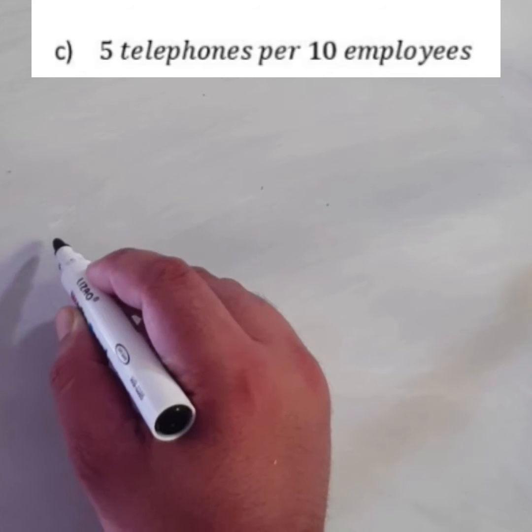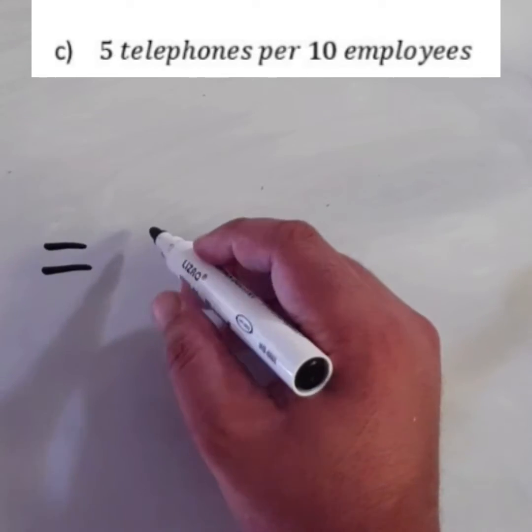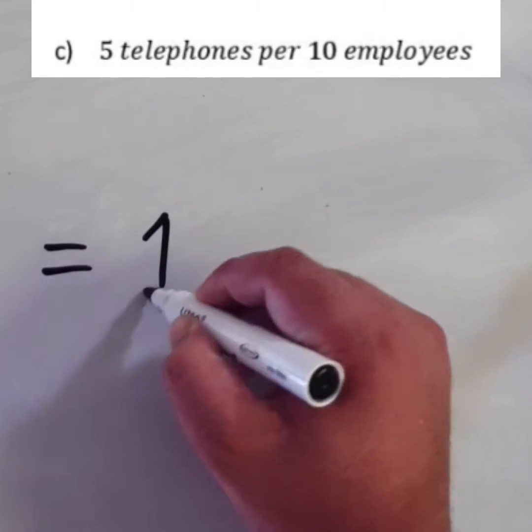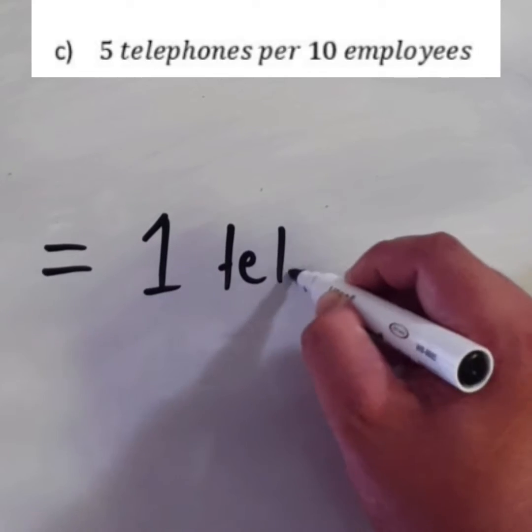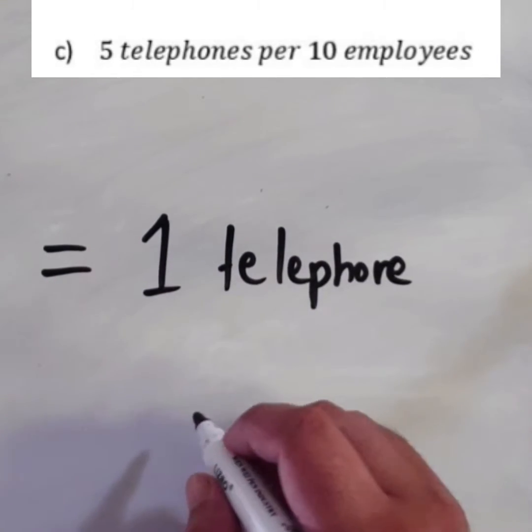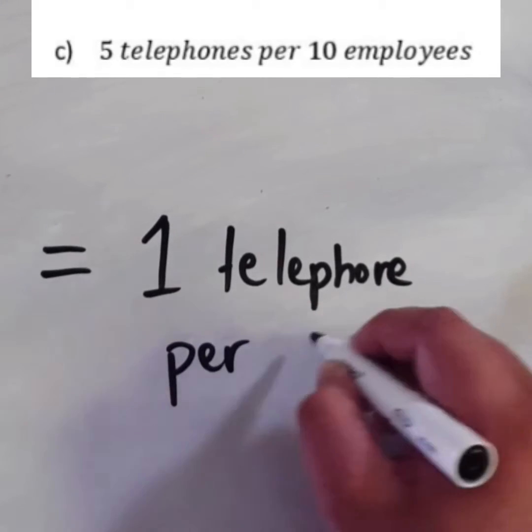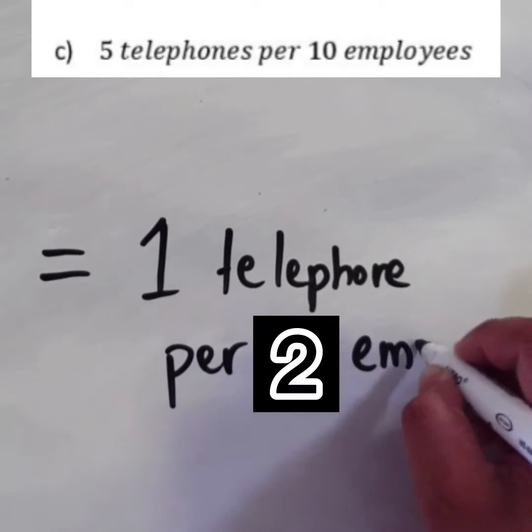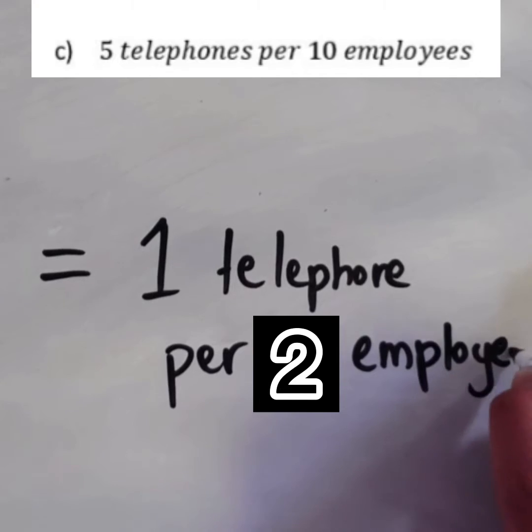To simplify this rate, we find the highest common factor, which is 5. Then we divide both numbers by 5. So 5 goes into 5 once, so that's 1 telephone. 10 divided by 5 gives you 2, so it's going to be per 2 employees.